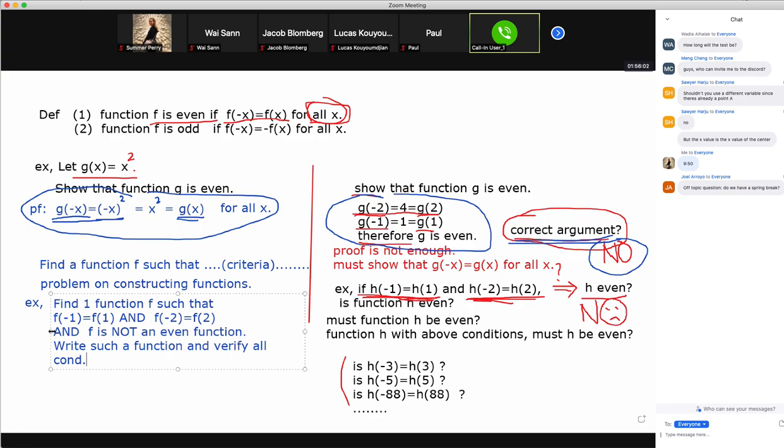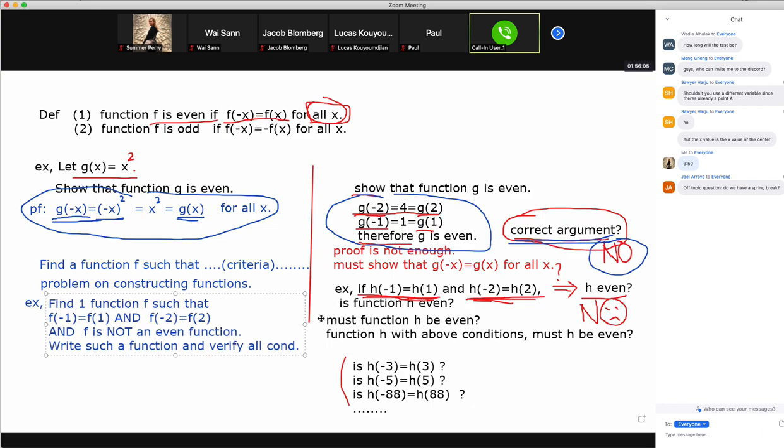So in this case, what you have to do is two things. Here I gave you a problem. The question is to find such a function. So you have to first write such a function f, and then you have to verify that the function satisfies all those conditions. What are the conditions I mentioned right here? The condition is that f of negative 1 is equal to f of 1. That must be true. And then this must be true. And then this must be true. And then f should not be an even function. So can you come up with such a function? This is the kind of question I can give you on the test, by the way.